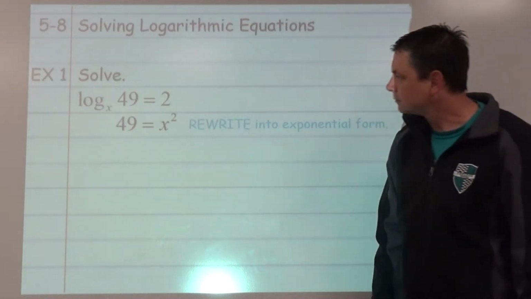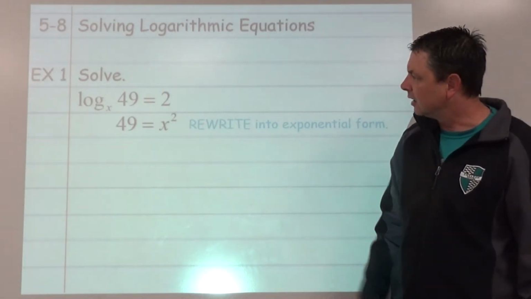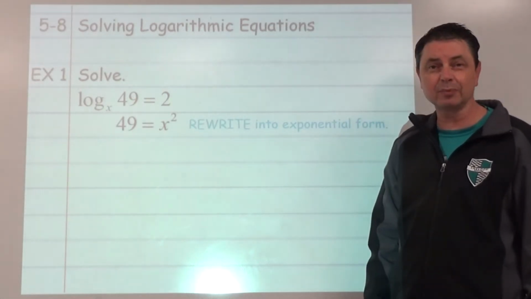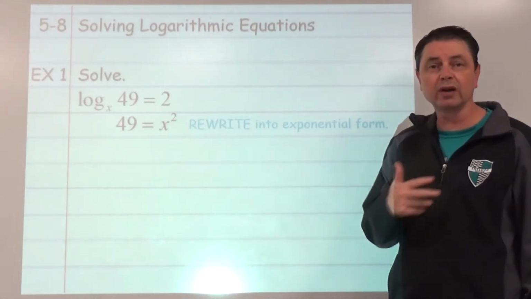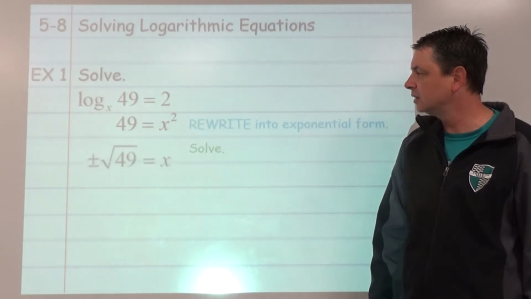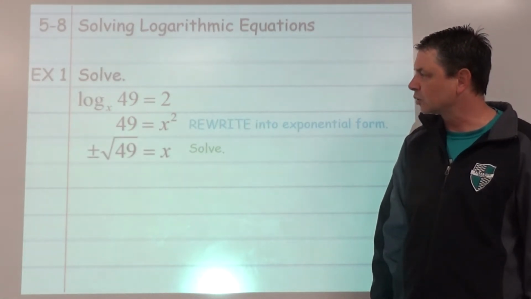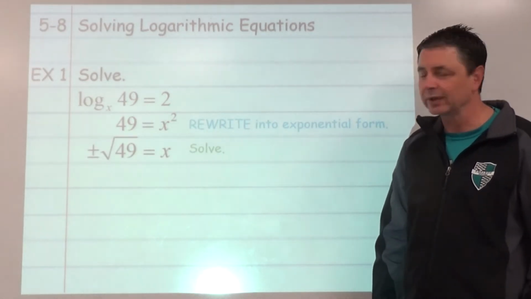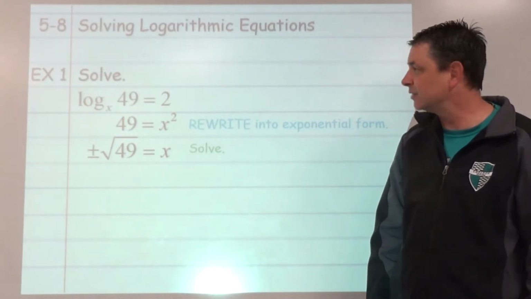That looks like a square root method problem. So we're going to square root both sides. Don't forget plus or minus as we solve. So x equals plus or minus the square root of 49. So we get positive 7, negative 7.